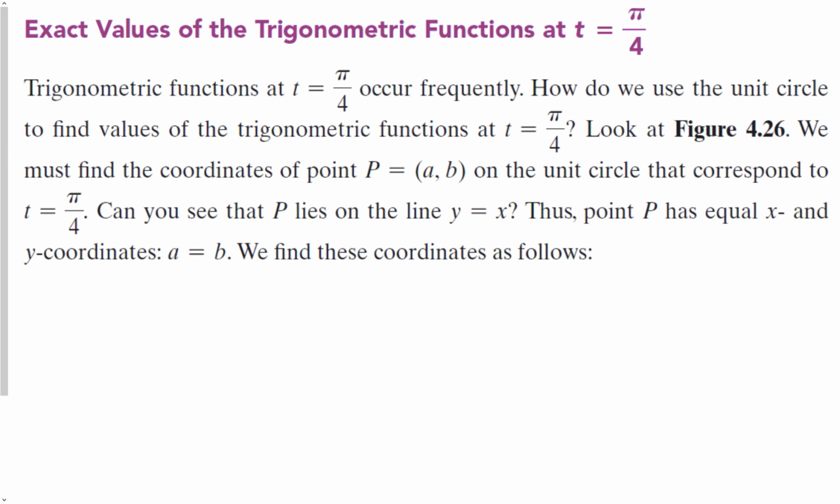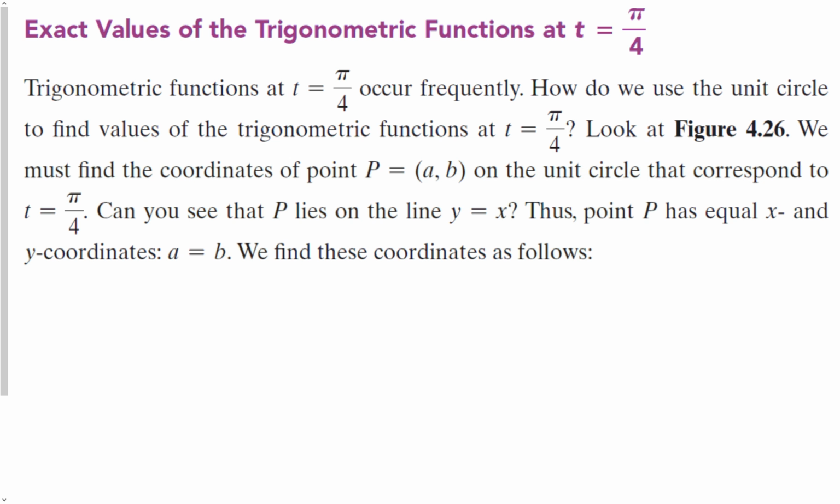Now, let's go to a specific point. Okay. Trig functions at pi over 4 occur frequently. Pi over 4 is 45 degrees. This is a pretty important angle, pretty important triangle, 45, 45, 90 triangle.